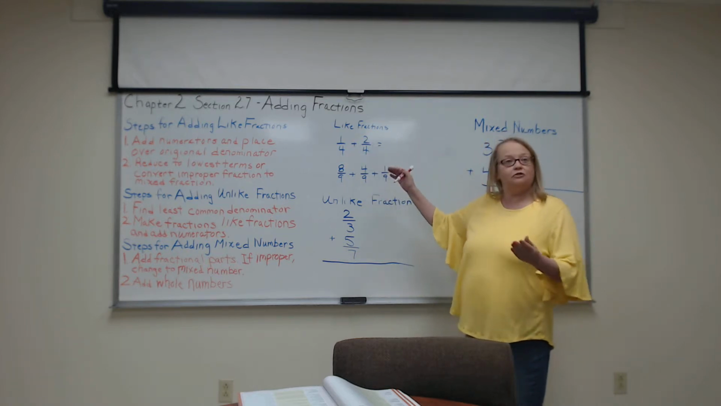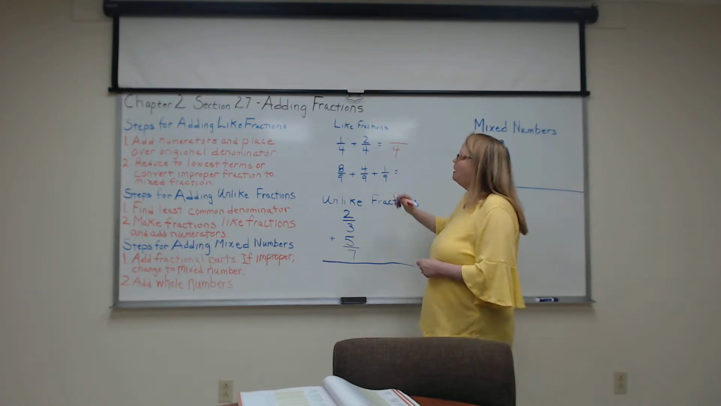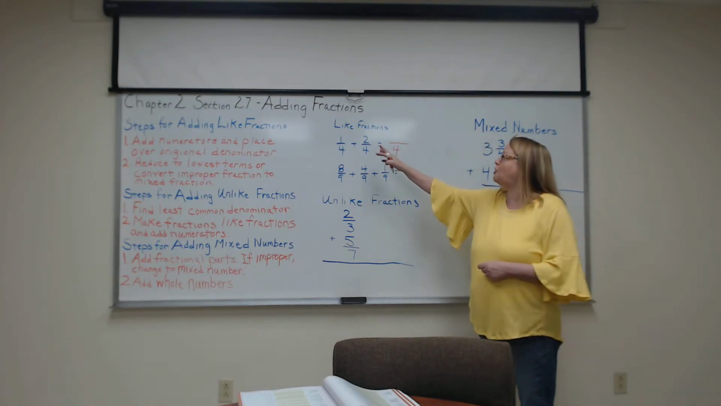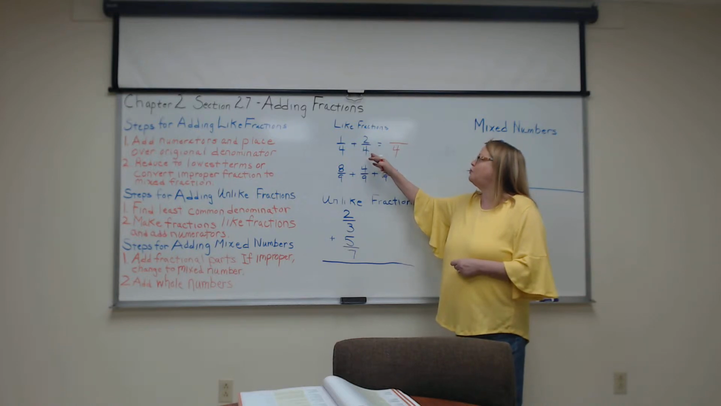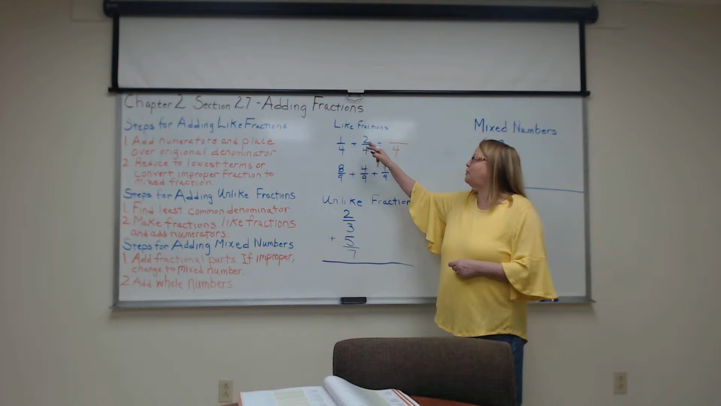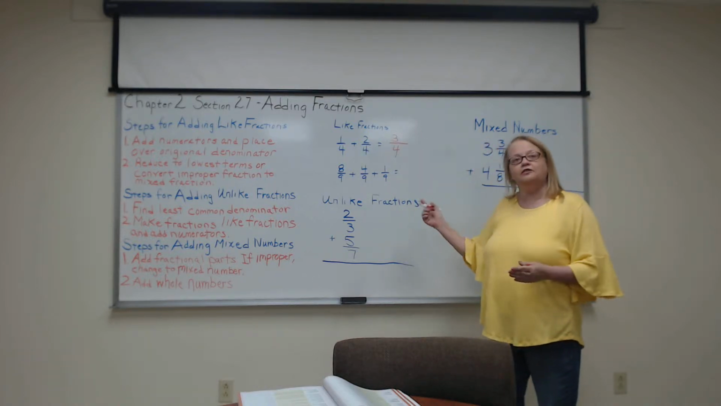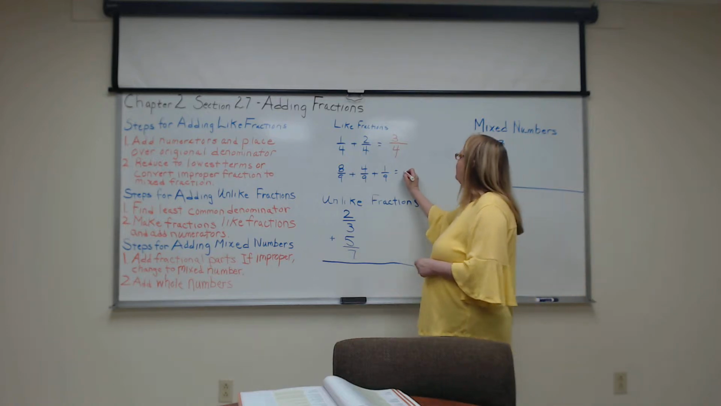So we see our denominators are the same. As soon as you see that, you want to immediately put that denominator. So 1/4 plus 2/4, 4 is your denominator, and then we're going to add 2 plus 1, which gives us 3. So then let's go ahead, we'll look at the second one here.